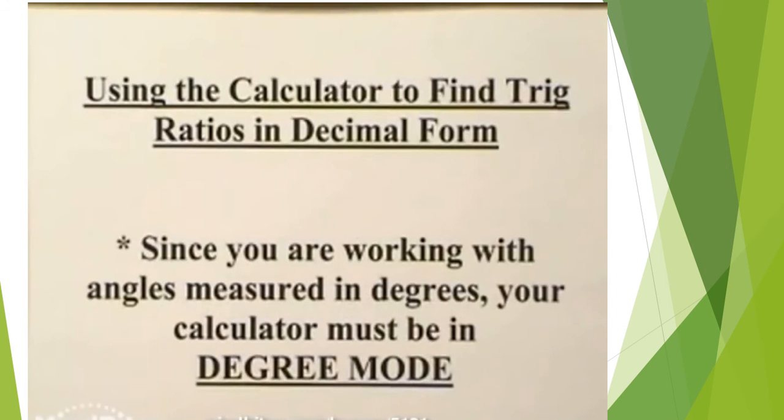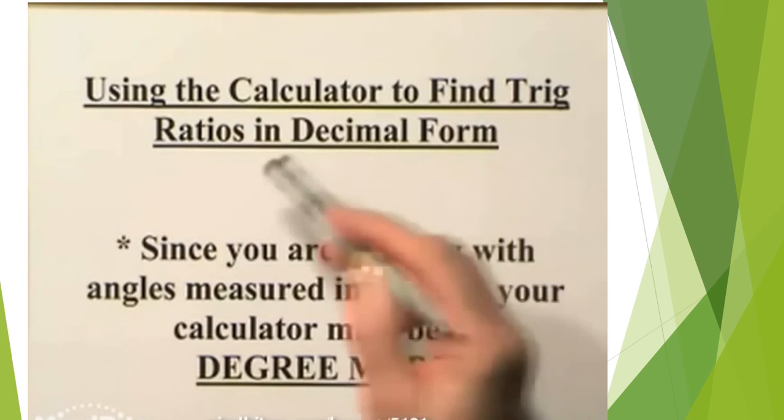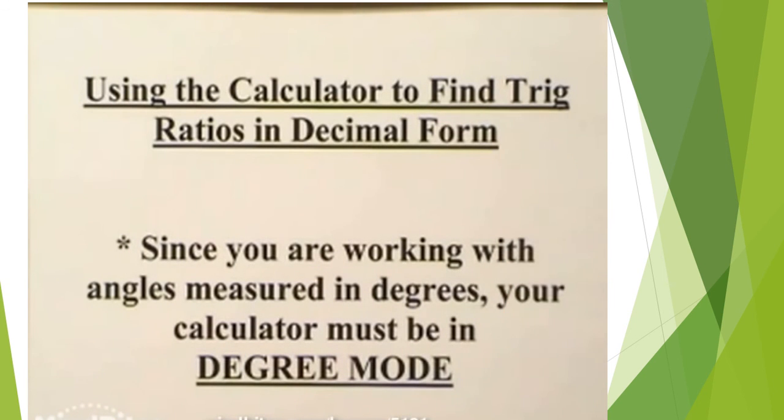In this lesson, we are going to be using the skills that you learned in lesson 300, Basic Trigonometry, Part 1. All of our examples will deal with right-angled triangles. I just want to remind you that when you're using your calculator to find trig ratios in decimal form, make sure that your calculator is set in the degree mode, since the angles that you're working with are measured in degrees.